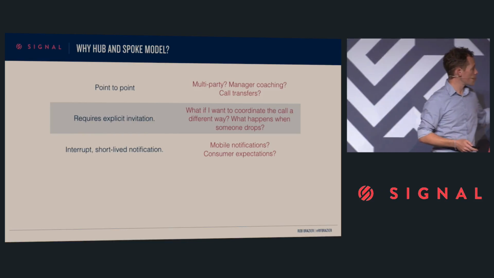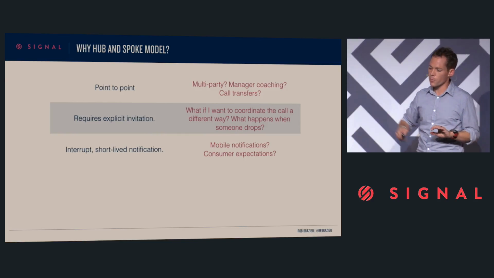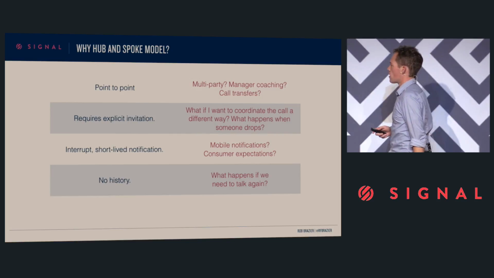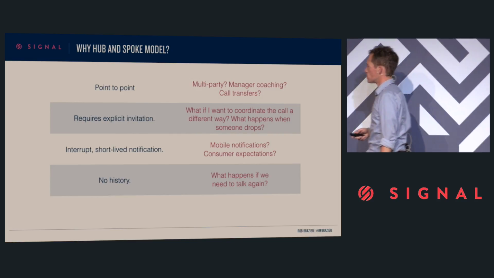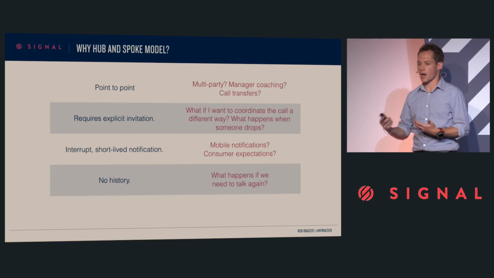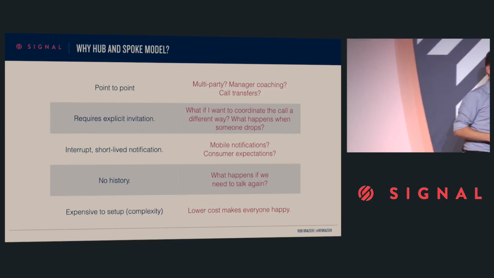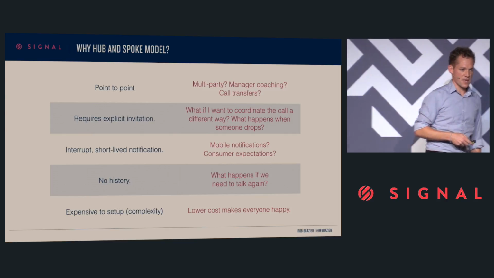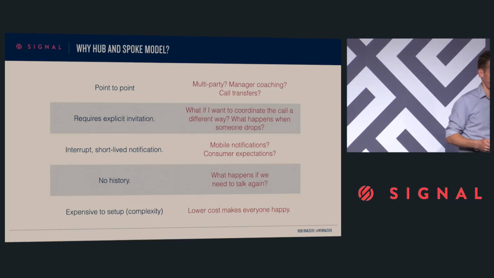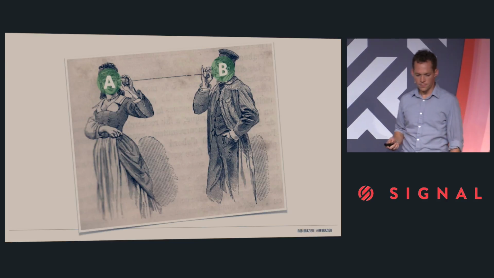And with a hub and spoke approach, you can keep notifications separate from your actual call. We talked about the problem of not having any history in a classic call model. But what happens if we need to talk again, if we need to pick up that conversation where we left off? And then, finally, if a call is expensive to set up, if we can move to a less complex or a less expensive model, everyone's going to be happy.